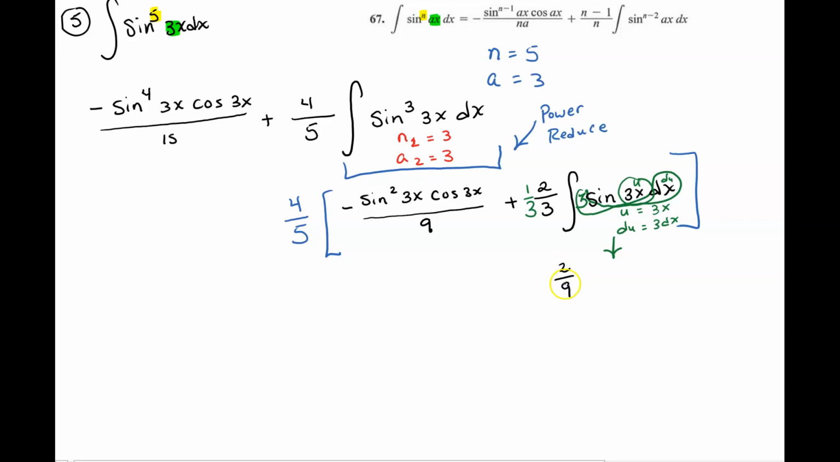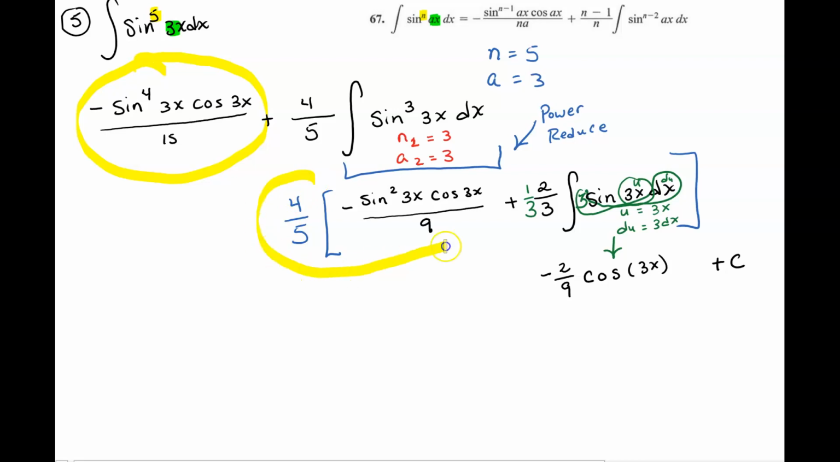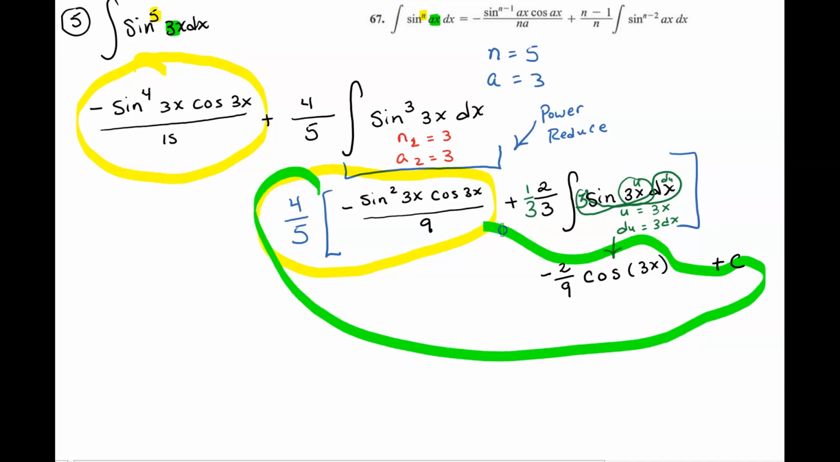So we have a 2/9 there. And then the integral of sine being negative the cosine, that makes it negative, negative the cosine of 3x. And then of course plus c you could put on the outside there. It's not a big deal. Now what we're left with is to see what I need for my answer. I definitely need this right here, and I definitely need, in a green color, 4/5 times this thing right here.